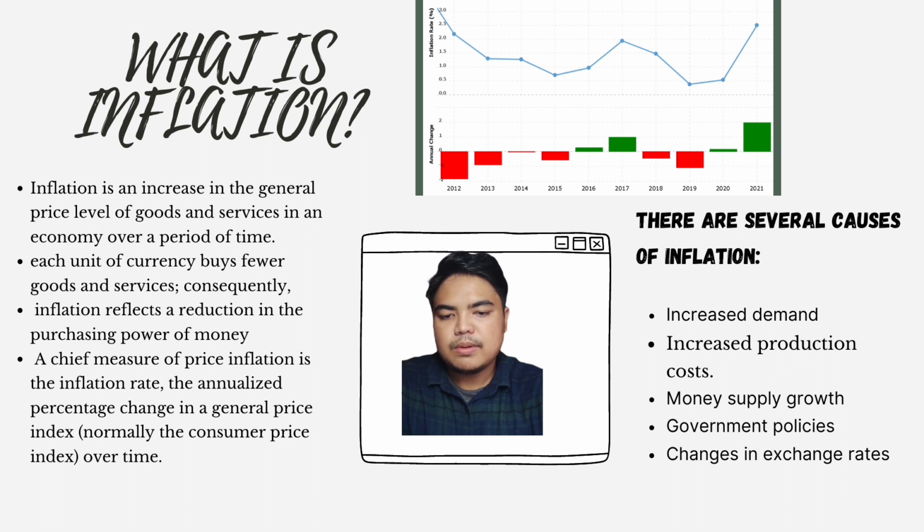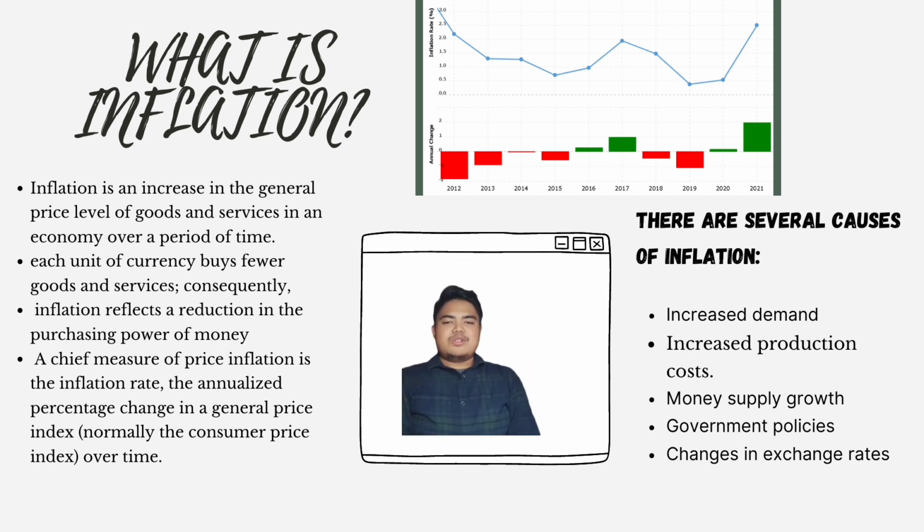Fourth, government policies. Governments can contribute to inflation through policies such as printing more money, which increases the money supply, or setting higher taxes and tariffs, which increases the cost of goods. Lastly, changes in exchange rate can also contribute to inflation. For example, if a country's currency weakens against other currencies, it may lead to higher prices for imported goods.